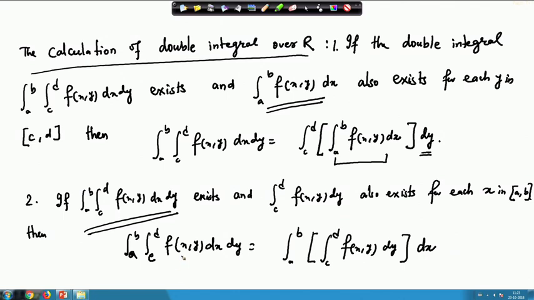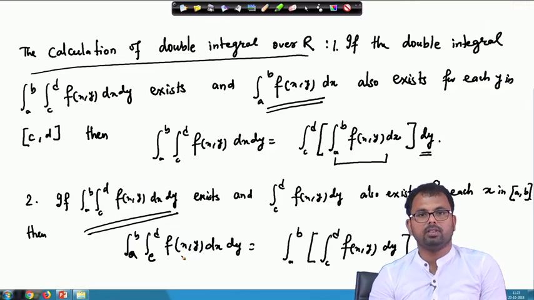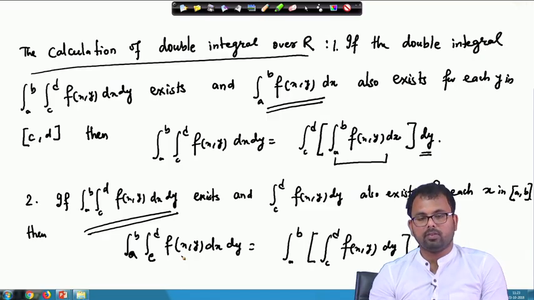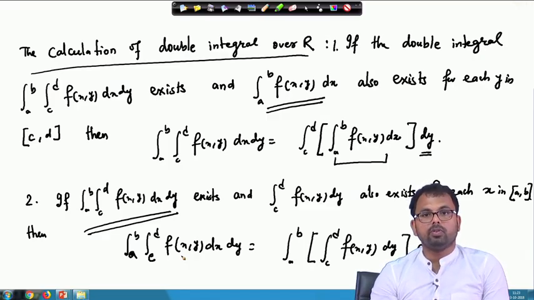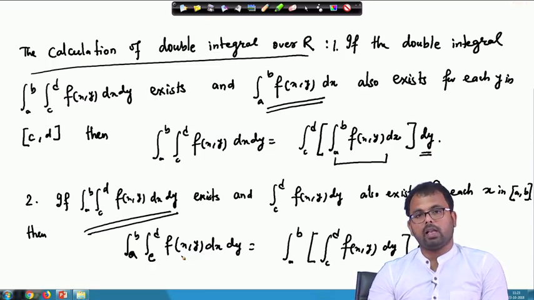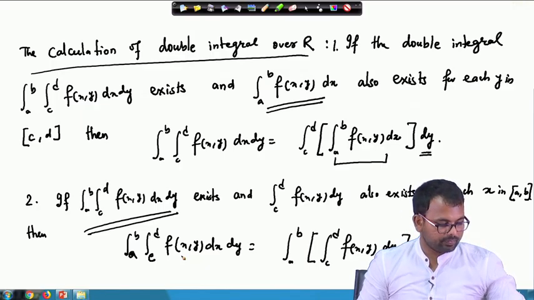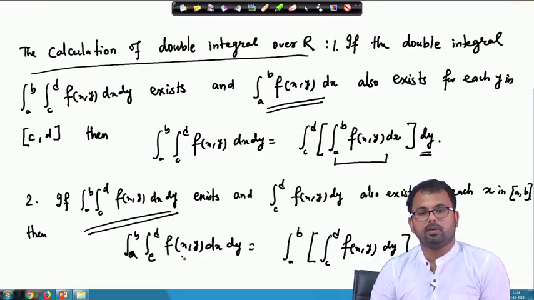The proof is a little bit lengthy, and it is actually out of the scope of this lecture. So, instead of going into the theoretical proof of this result, we will omit that, and we will now look into a few examples where we can actually apply this result, where we can calculate the double integral of a given function defined on a rectangle. So, let us start with our first example.